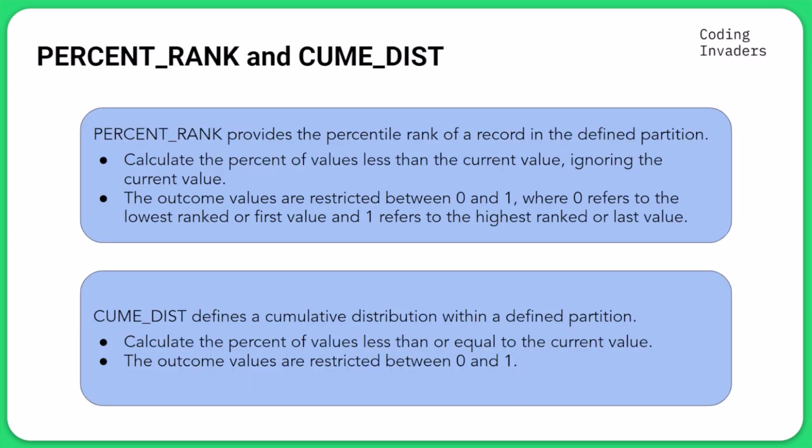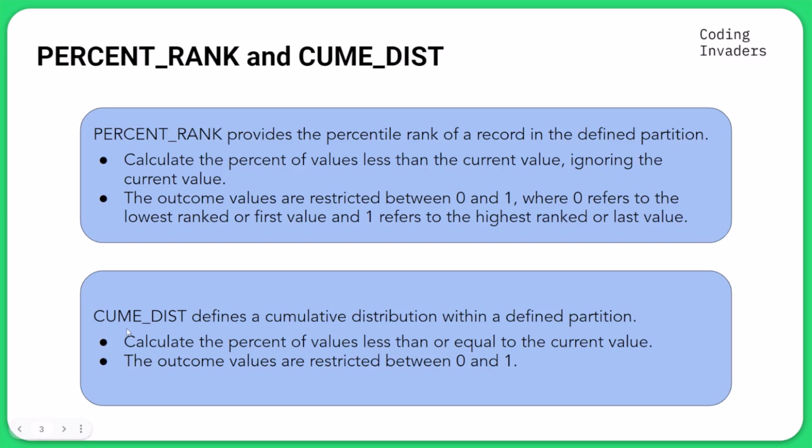We can do this using multiple functions. For example, we have percent rank, which provides the percentile rank of a record in a defined position or partition, right? We can calculate the percentage of values less than the current value. So we will be ignoring the current value in the case of percent rank. The outcome values are restricted between 0 and 1, where 0 refers to the lowest rank or the first value, and 1 refers to the highest rank or the last value within your partition. We'll understand this with an example. It will become more clear even if you are not following this yet.